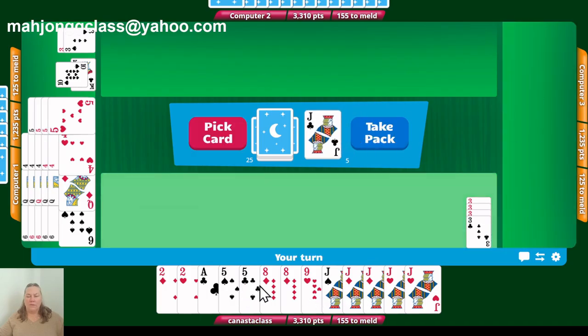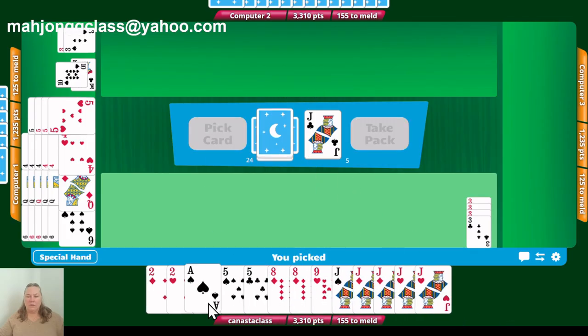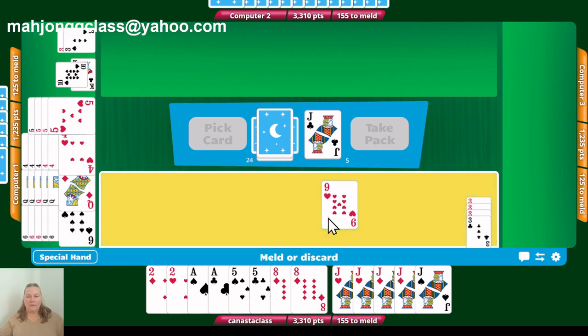Jacks, I still don't have enough points. Picked another ace, so we have 80, 90, 100, 10, 20, 30, 40, 50, 60. Oh, I have plenty to open. I don't have enough wild cards to go with the pair. So let's try it again. 80, 90, 100, 10, 20, 30, 40, 50, 60. Not enough. He's probably going to have this 9.